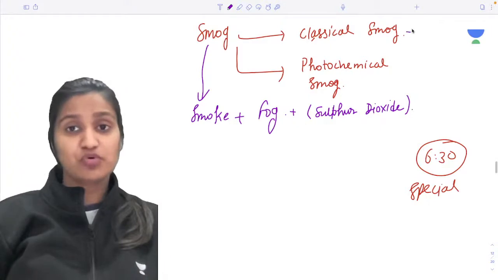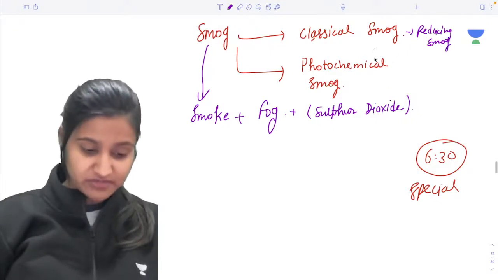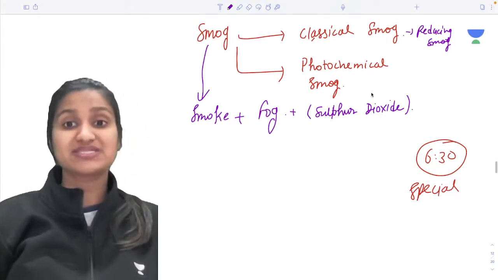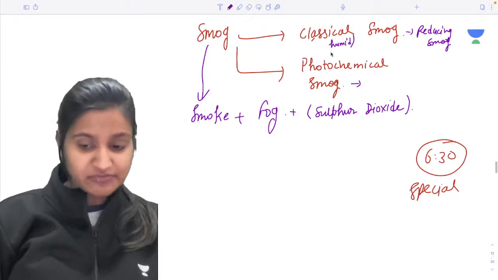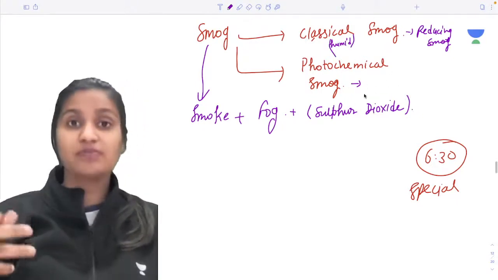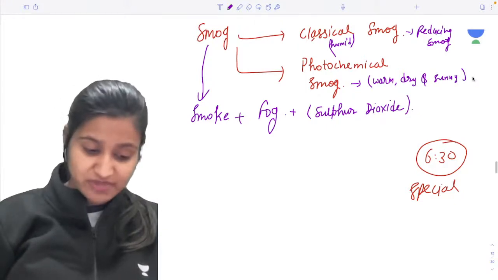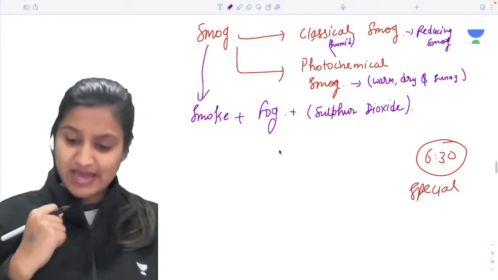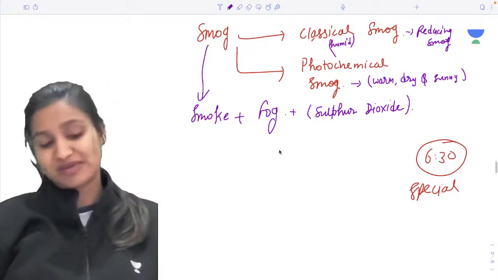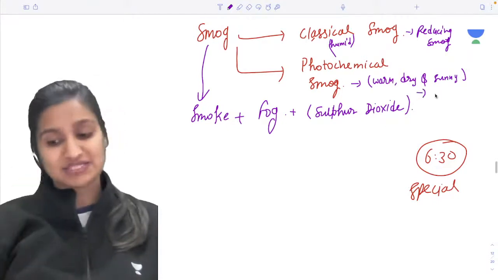Classical smog is also known as reducing smog. If we talk about photochemical smog, it happens in a dry and sunny climate. Classical smog, as we saw, happens in humid climate. Photochemical smog happens in warm, dry and sunny climate. Components of photochemical smog result from the action of sunlight on unsaturated hydrocarbons and oxides of nitrogen produced by automobiles. Classical smog is called reducing smog, and photochemical smog is called oxidizing smog.